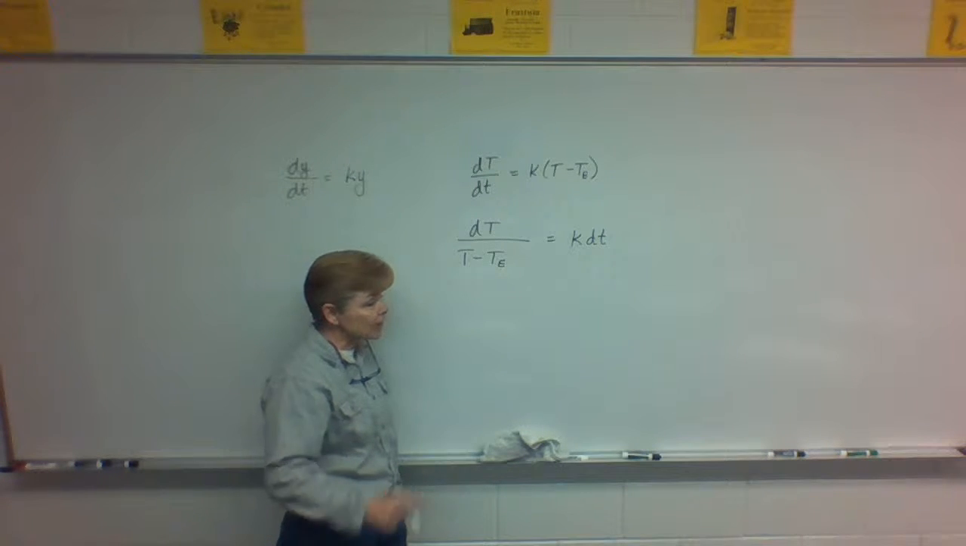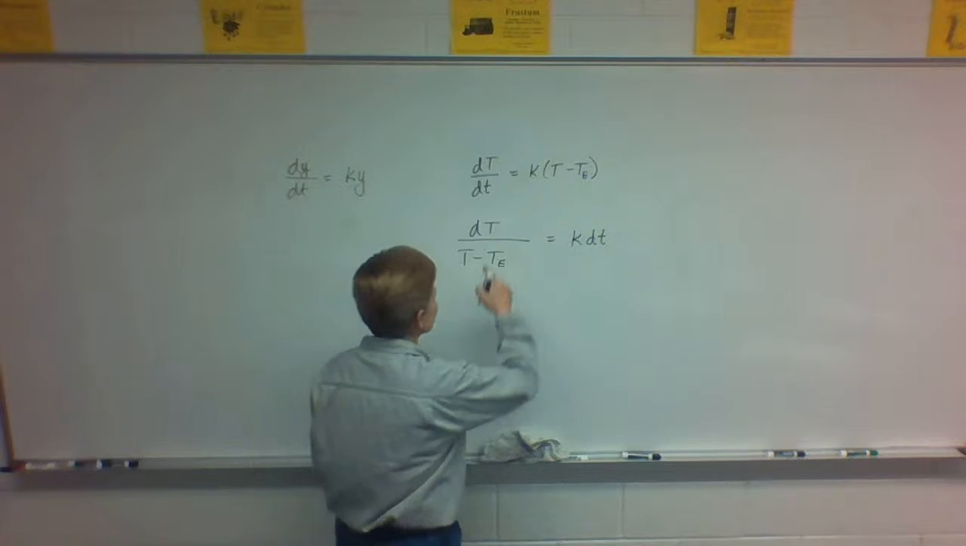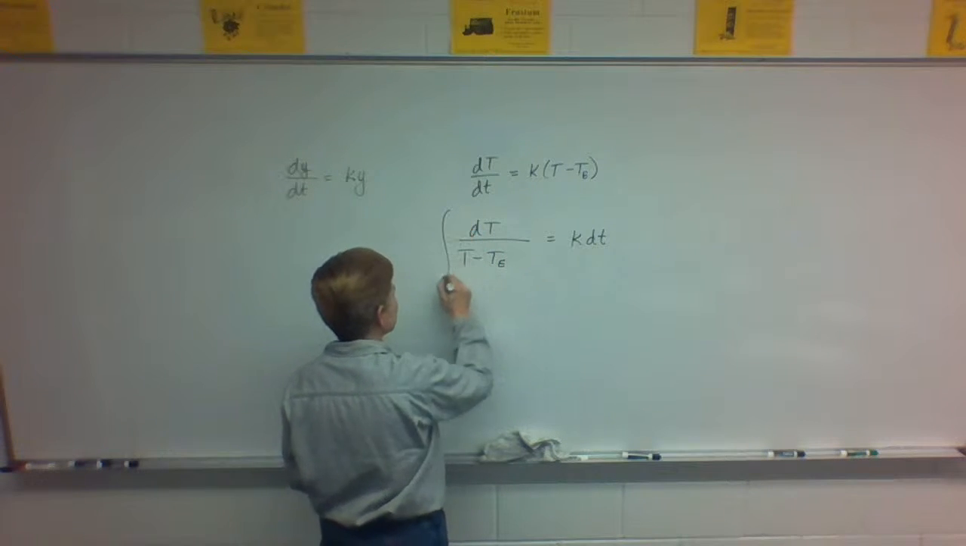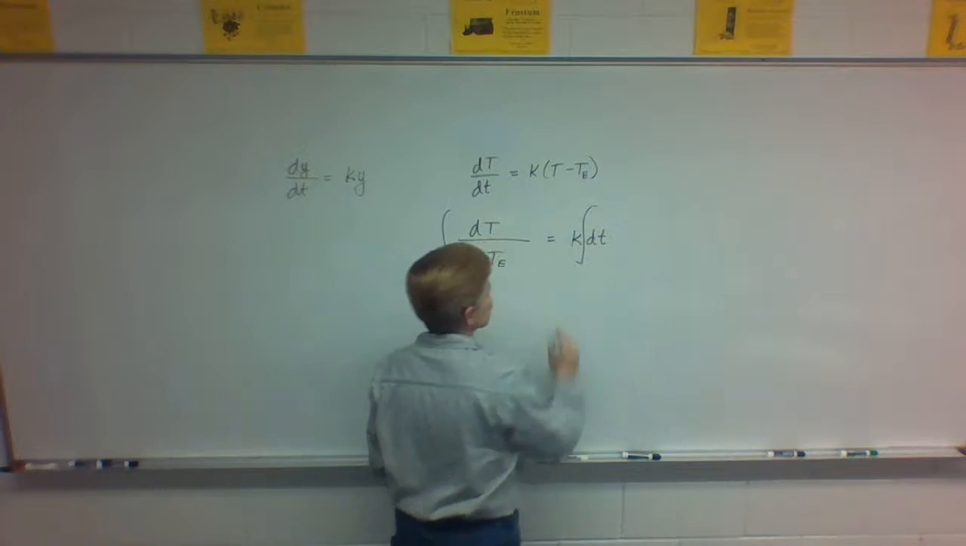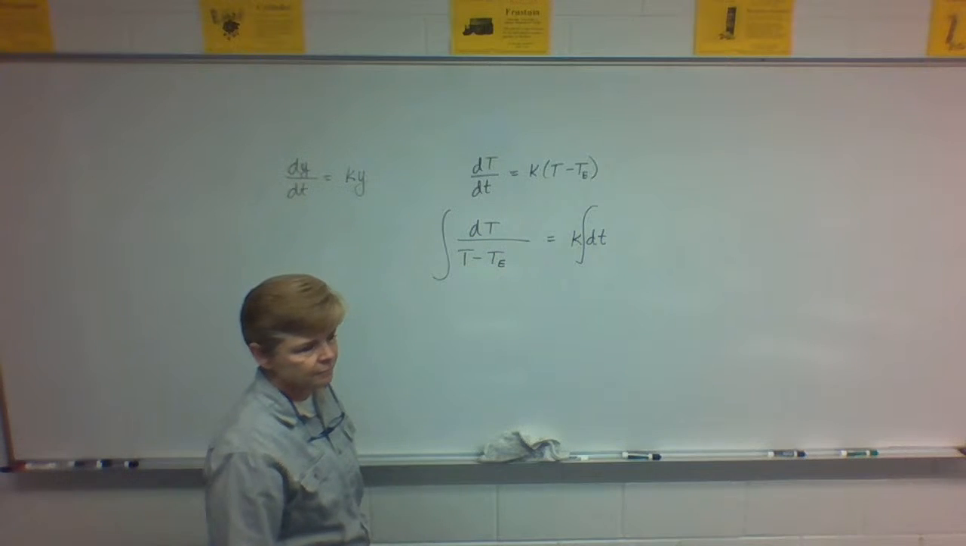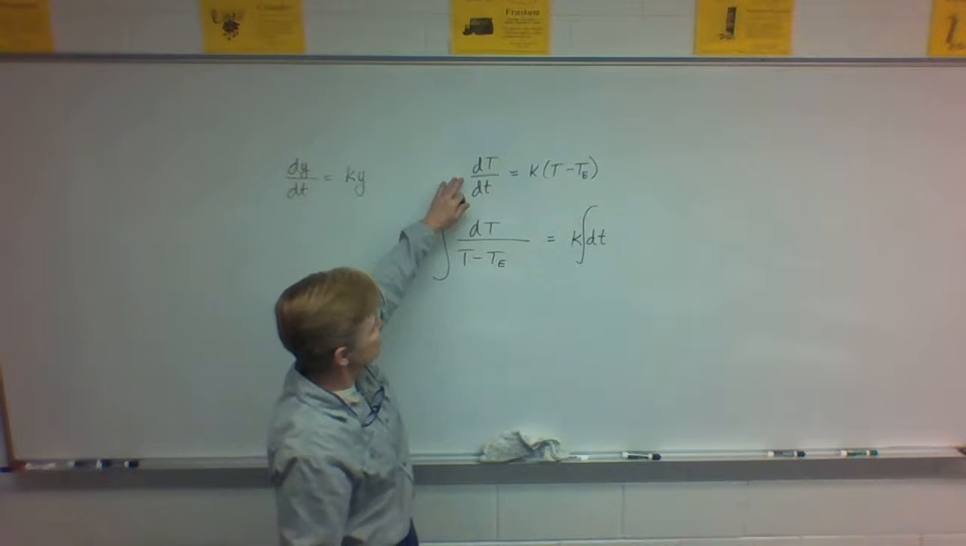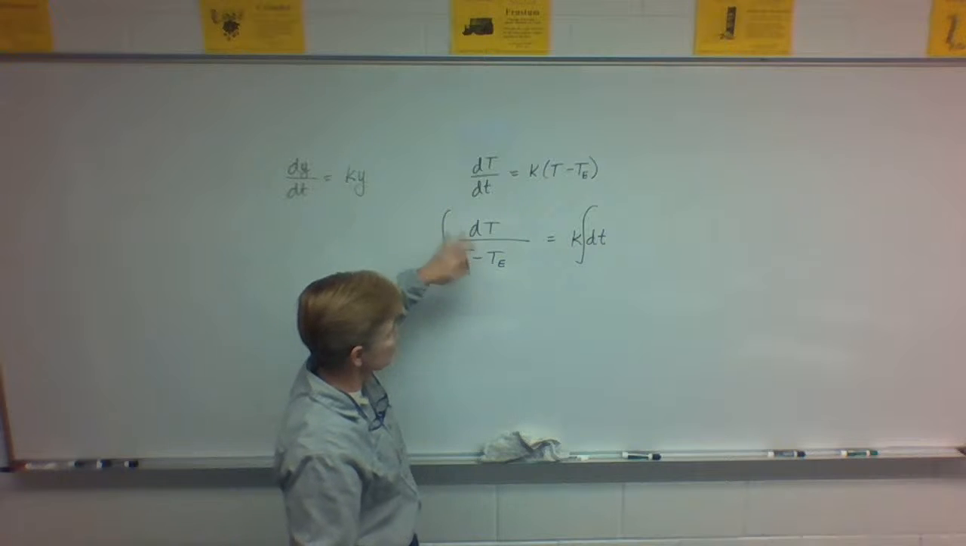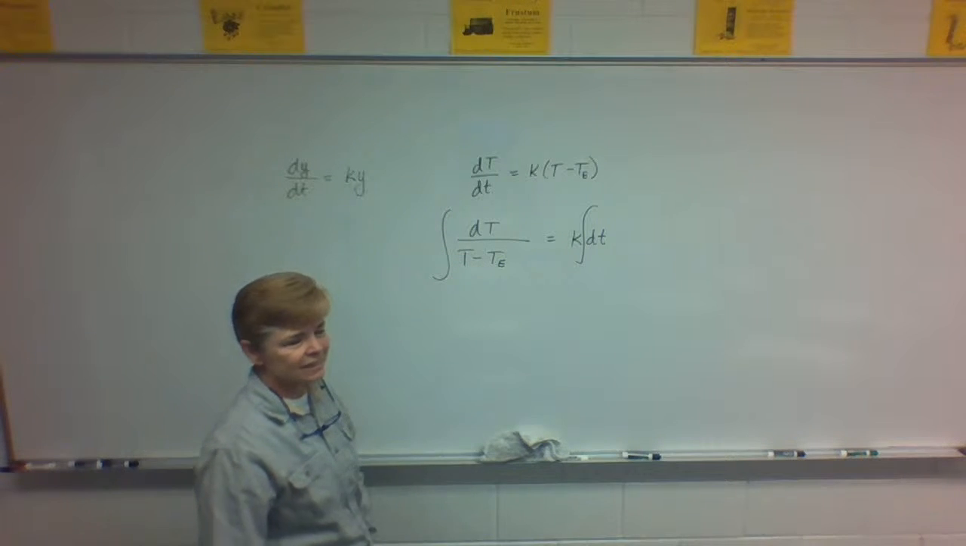Then we integrate. We have dT here, and we're going to integrate both sides to try to recover what T is. Because this is a derivative, we want to anti-derive using an integral to recover what T is, not dT.